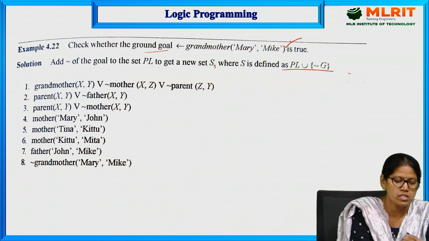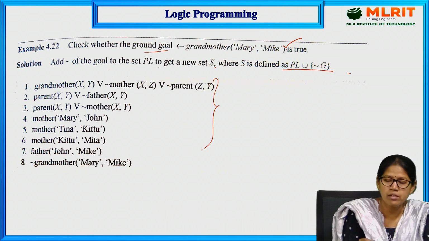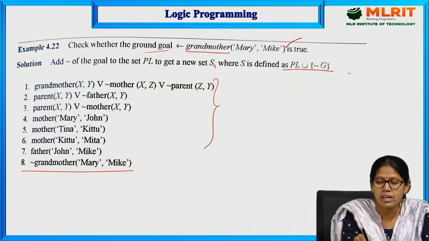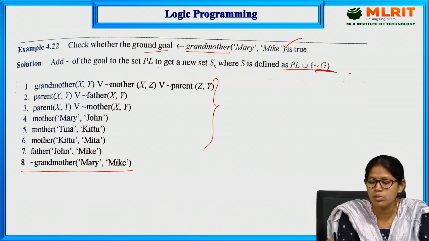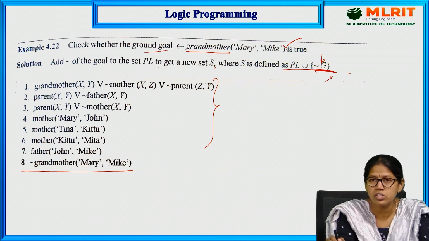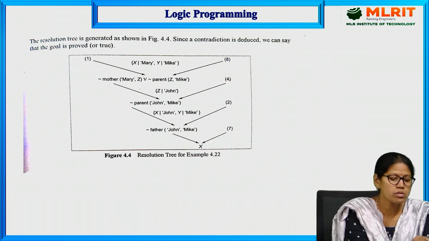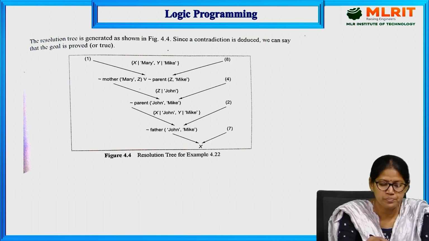Let's see all the rules and facts, and at last the goal: negation grandmother of Mary, Mike. Why have we added negation? Because there is a rule to define whether it is a contradiction, and then we can say it is true. Let's see how. So here is the resolution tree.